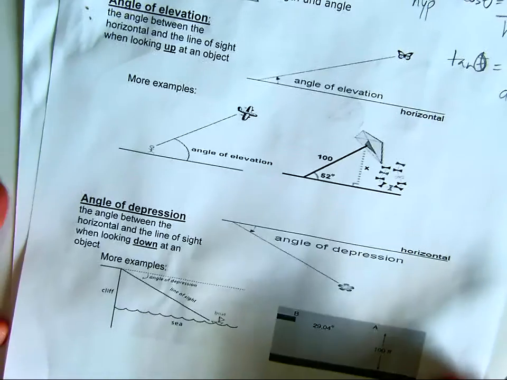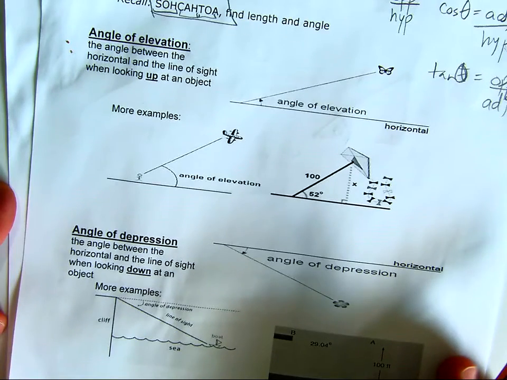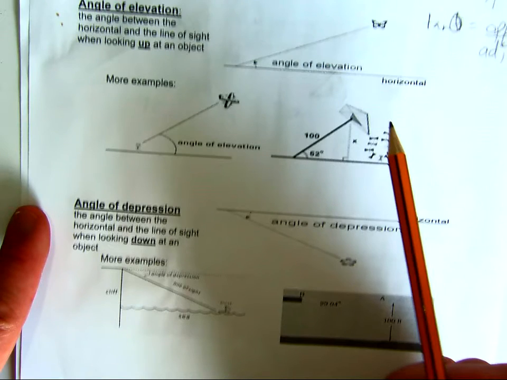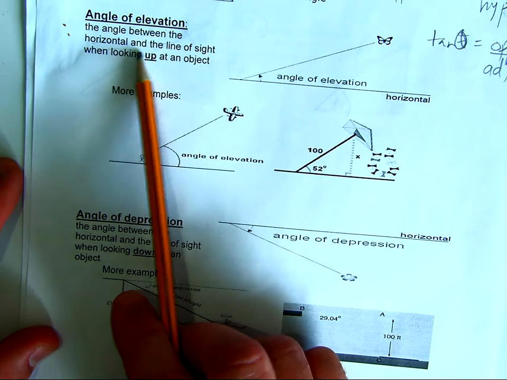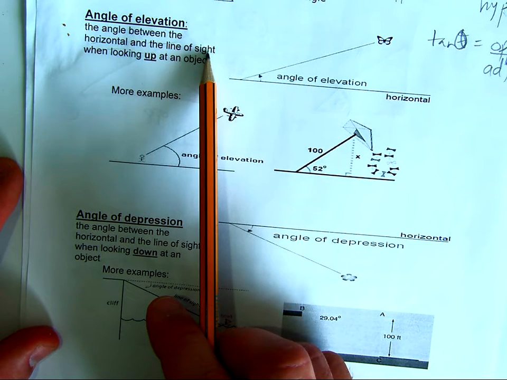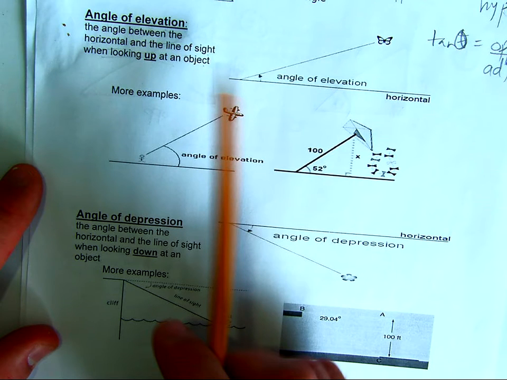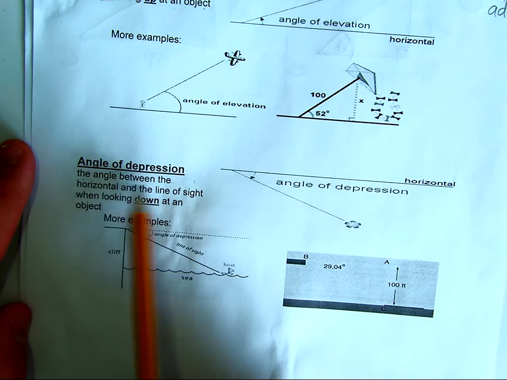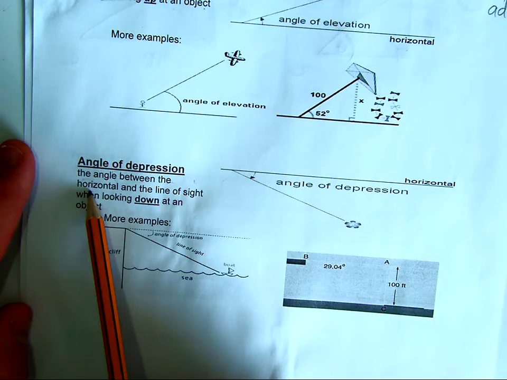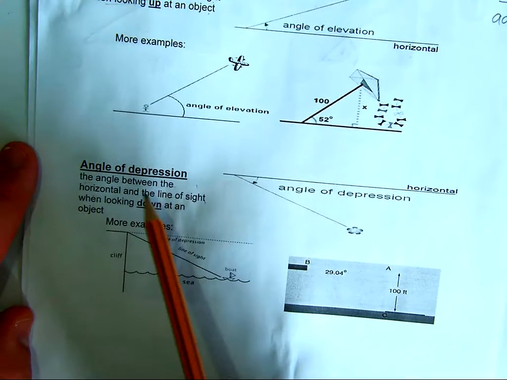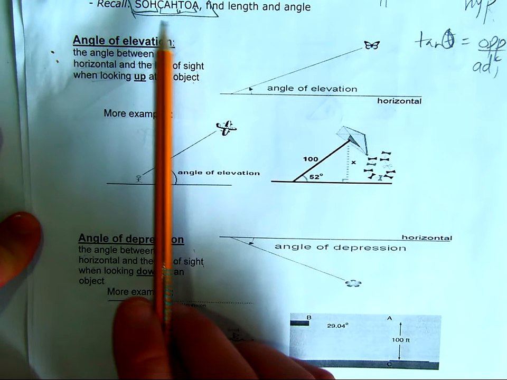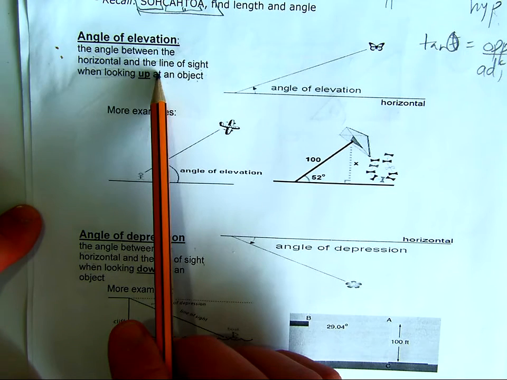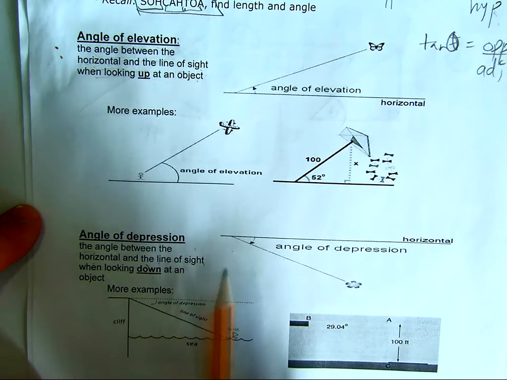So looking at these trig ratios, we also have to know what is the difference between the angle of elevation and the angle of depression. So the angle of elevation is the angle between the horizontal and the line of sight, when looking up at an object. The angle of depression is the angle between the horizontal and the line of sight. So it has actually the exact same definition. Although elevation would be looking up, depression would be looking down.